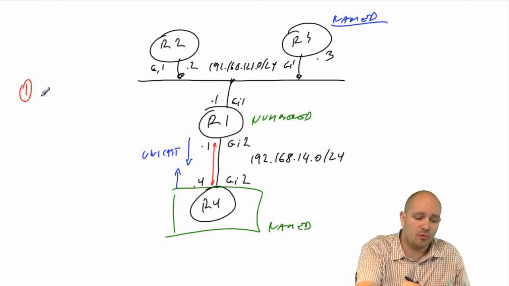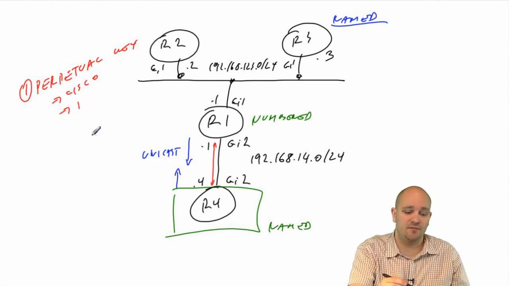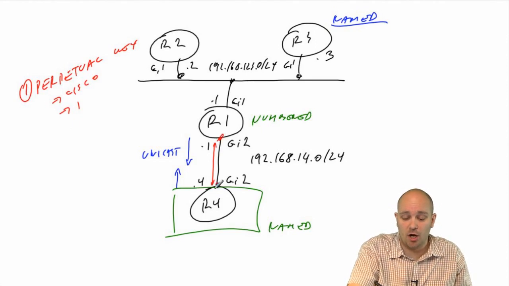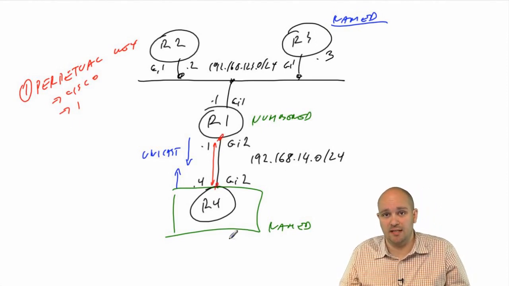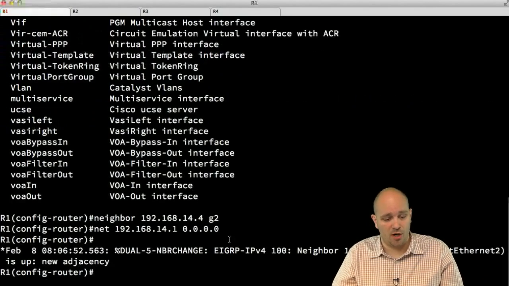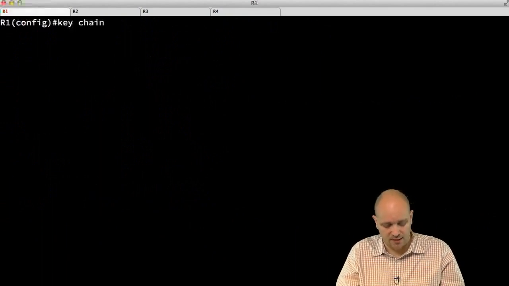The authentication requirements are that I'm going to be using a perpetual key, and let's say that the password is going to be Cisco. I want to use key identifier number 1, and I will simply configure R1 and R4 to use this authentication method. So let's go ahead and do it. I'm going to start with R1, and remember, we are starting by defining a keychain. I can call it whatever I want, so let's call it my chain.